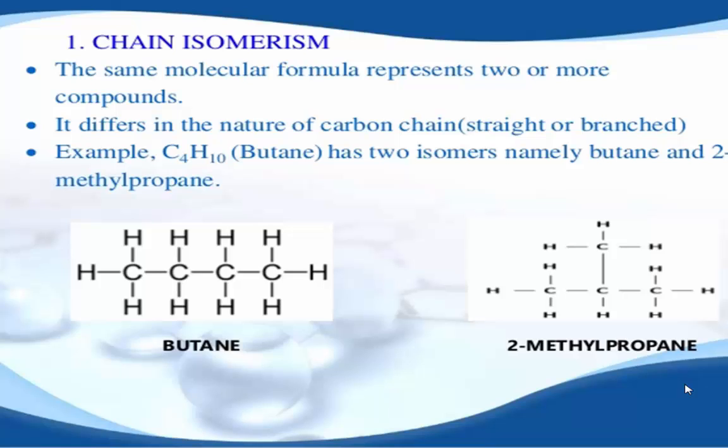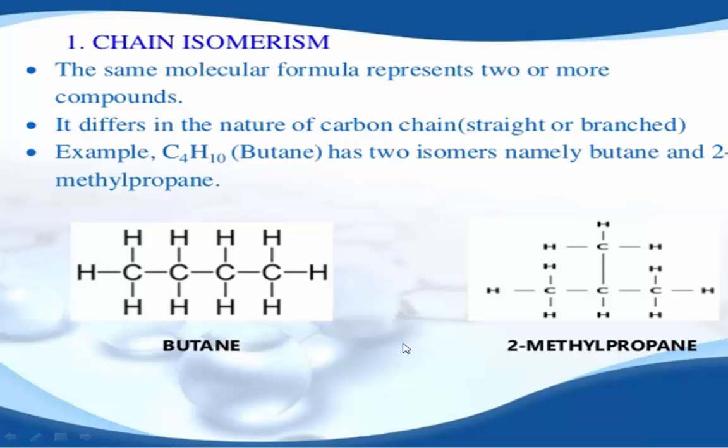The compounds having same molecular formula but change in the chain of carbon atom is known as chain isomerism. If you take an example, N-butane means normal butane and isobutane. Normal butane and isobutane are the best examples for chain isomerism. Here, this one is the normal butane structure. Here, this one is the 2-methyl propane.